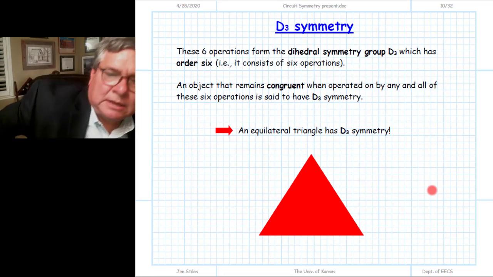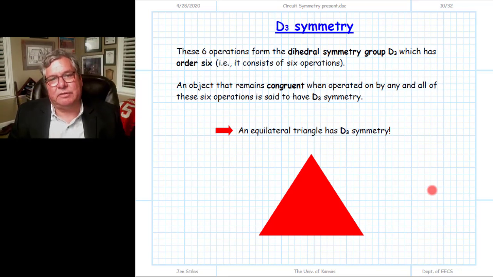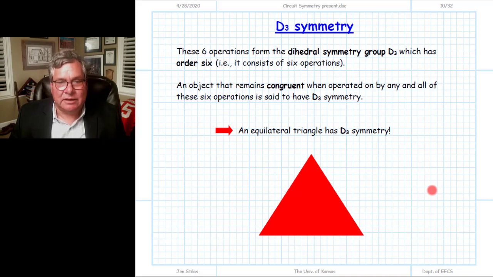So we have 6 operations under which this equilateral triangle remains congruent: 3 reflections, 2 rotations, and then of course the identity. Those 6 operations form a group that's called the dihedral symmetry group D sub 3, or D3. It has order 6 because it consists of 6 operations.